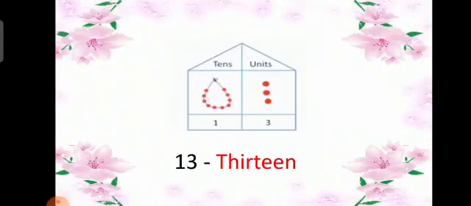In the houses, tens and units, we are going to draw a single string. One single string is equal to 10 beads, and 3 single beads mean 3 units, which is 13. So it becomes 1 ten and 3 units, equal to 13. 1 ten and 3 units means 13. What is the spelling of 13? THIRTEEN, 13.